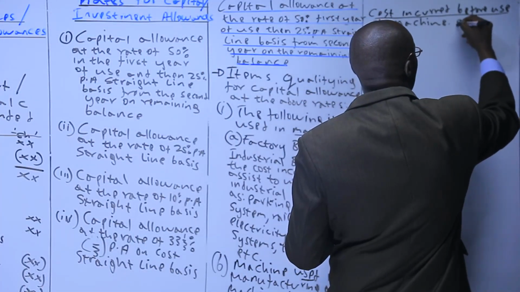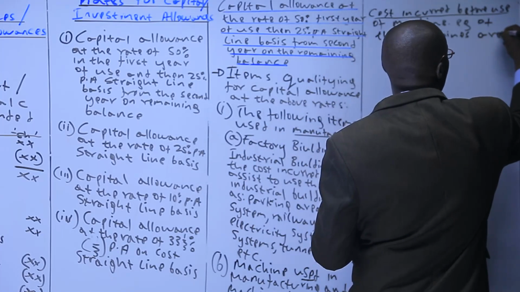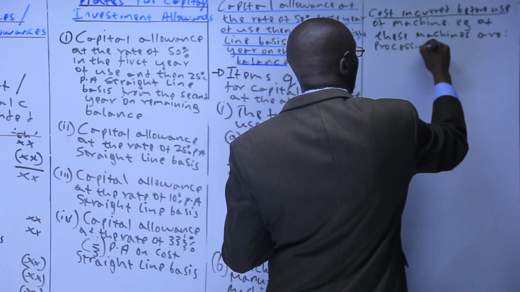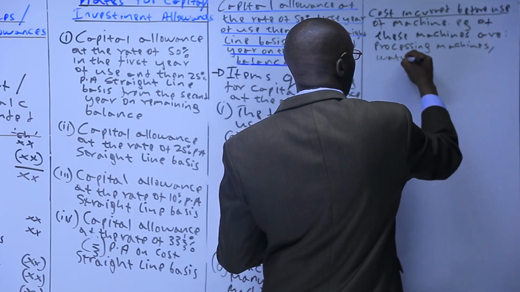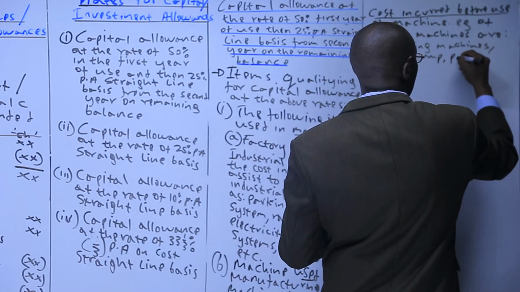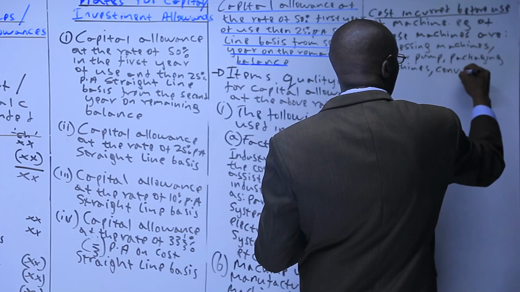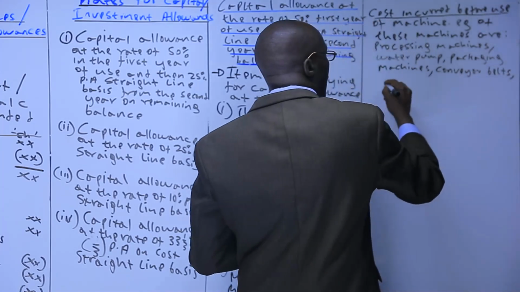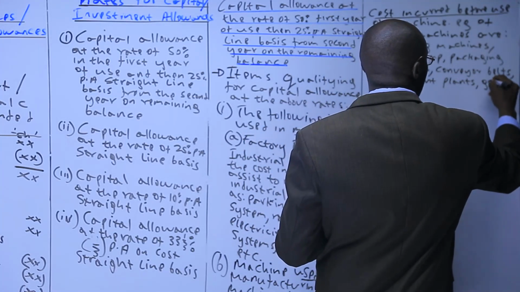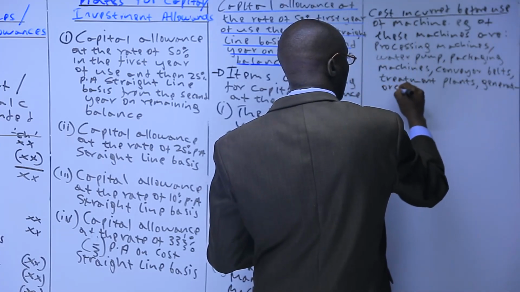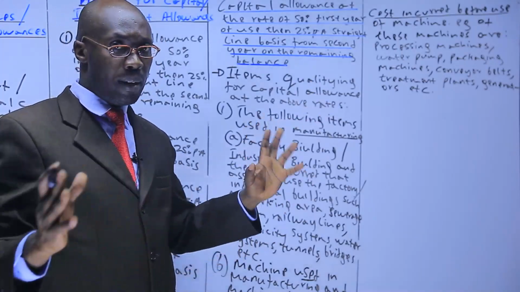So I want to give you examples of these machines. Examples of these machines are: processing machine, water pump, packaging machine, conveyor belts, treatment plants, generators, etc., among others. As long as a machine is used in manufacturing or assists in manufacturing like these ones, you normally give it the rate we have talked about.